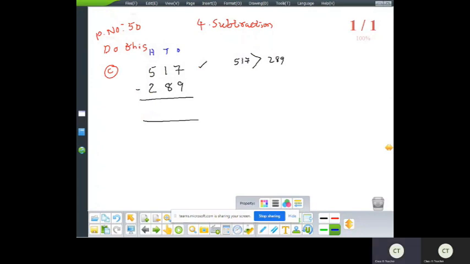Now subtracting in the one place. Here the digits in the one place are 7 and 9. 7 minus 9 means 9 is subtracted from 7. Subtraction happens from a bigger number to a smaller number. Here 9 is bigger than 7, so we cannot take 9 from 7. In this case we need to borrow.